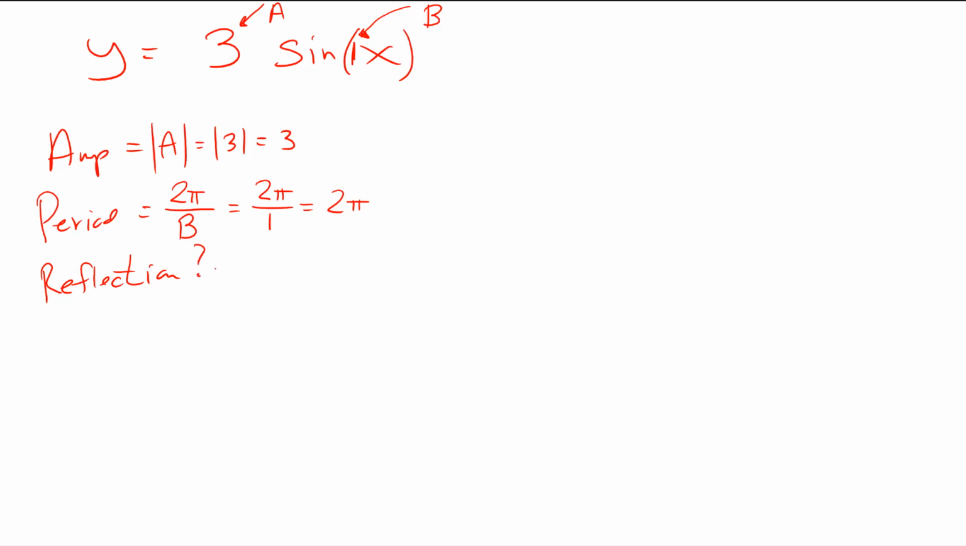So the question is, is there a reflection? And reflection means if there's a negative right there. Does 3 have a negative next to it? And if it does, then there's a reflection about the x-axis. In this case, it's a no, because 3 is positive.